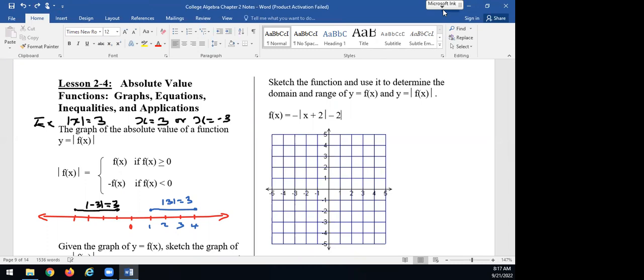All right, so this is what we have right here now. So we are given this function. They want us to sketch it, and then they want us to determine the domain and range of the function and also the absolute value function as well. So what I'm going to do is we're going to sketch the original function first, and then we're going to do the absolute value to make life a little easier for us. All right, so let's go ahead and sketch this function.